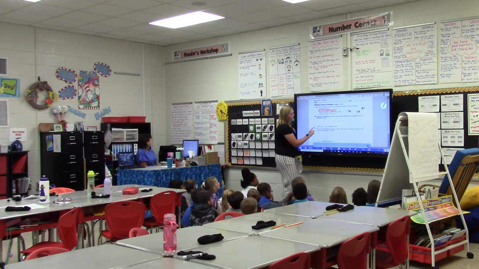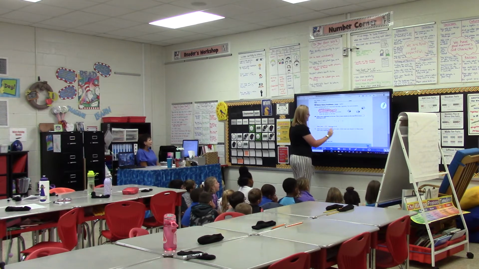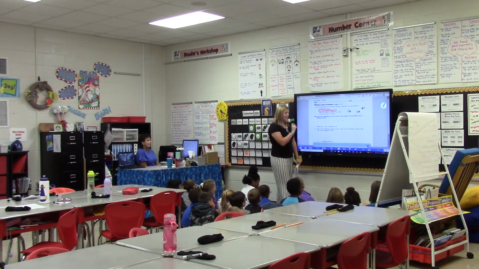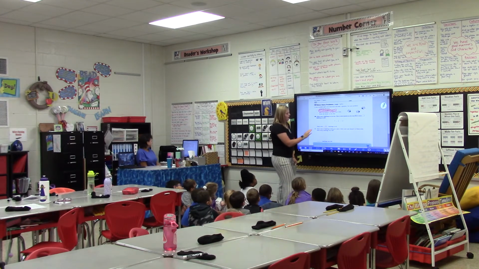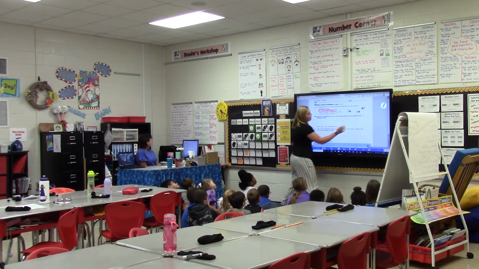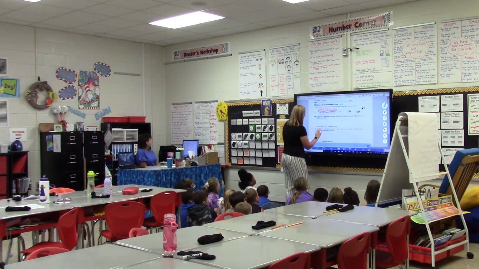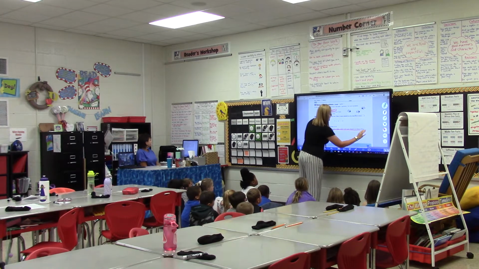So let me read this. There were 10 ladybugs sitting on a leaf. It has a number. A bird came and chased 4 of them away. So I think that's a fact because I see 2 numbers and I see information. So I'm gonna underline that. And that's a lot of facts right there.